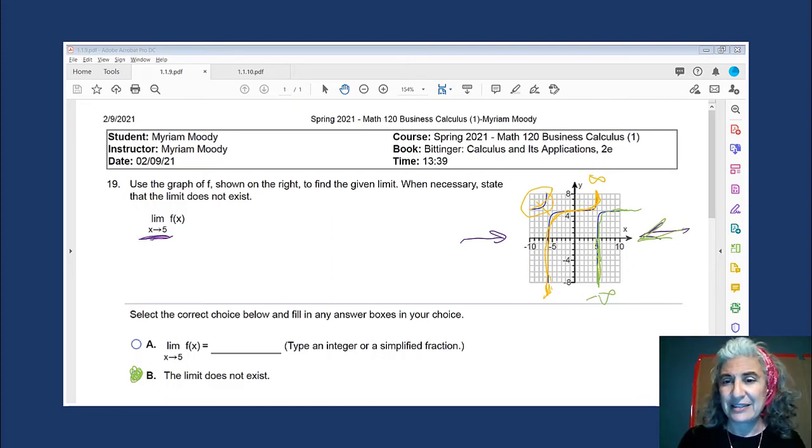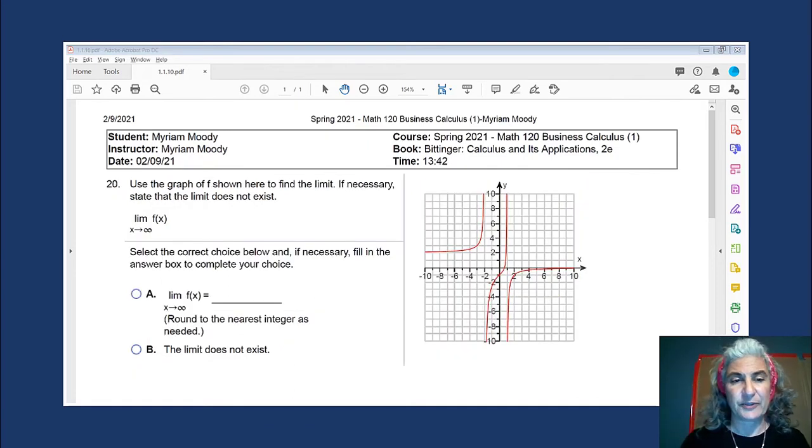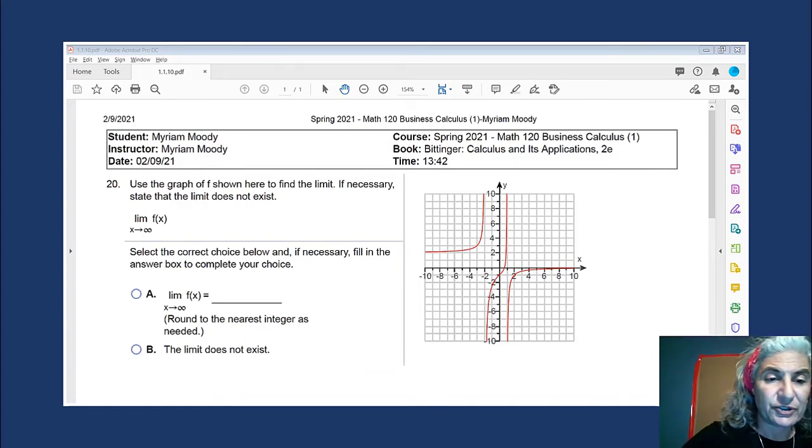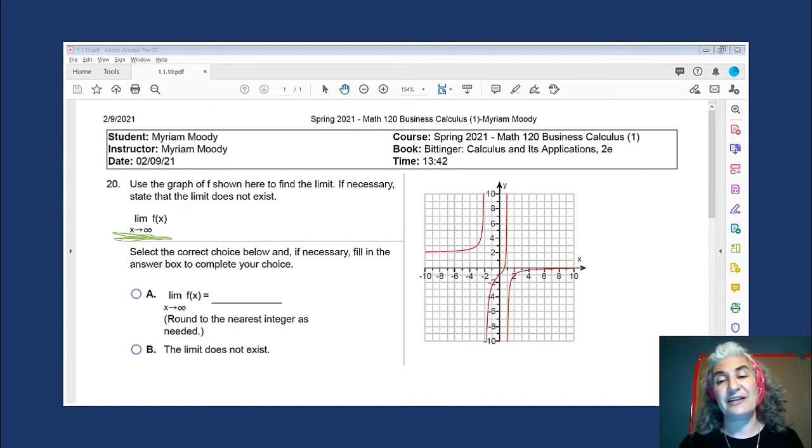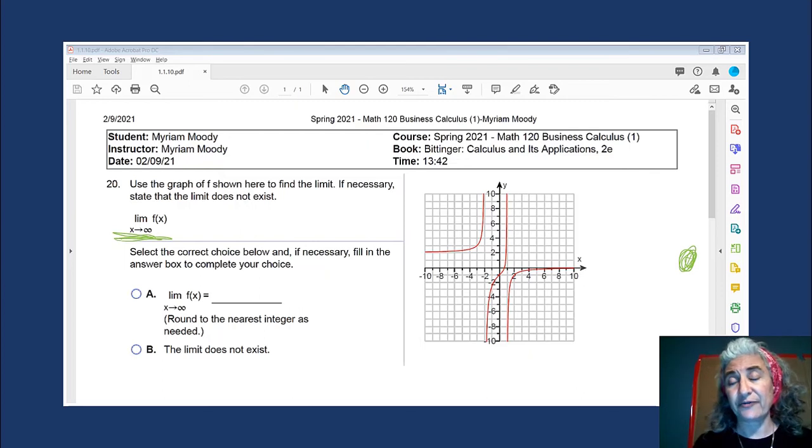Good? Making sense? Okay, got one more for us. So let's take a look at this one. Same thing. Here's a graph. Now, this one is interesting because of their question. Look at their question: as x approaches infinity. So infinity is out here somewhere, isn't it? For the x's, as x approaches infinity. Well, I still have to come in from the left, and I still have to come in from the right and see what's happening. With me?